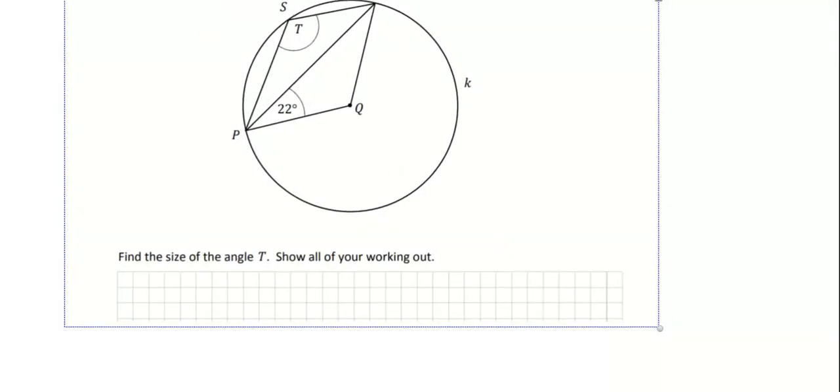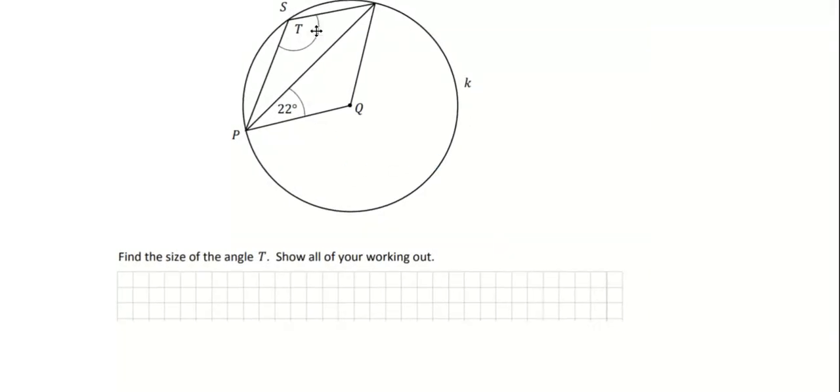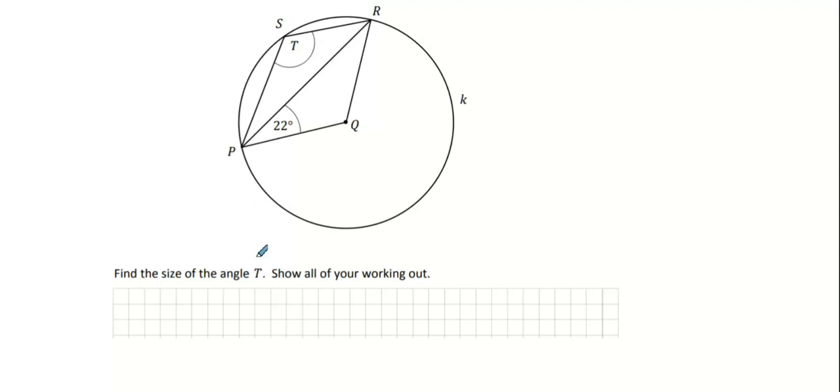Okay, let's figure this out. Angle QRP is 22 degrees, the reason being it's an isosceles triangle. You can never spell isosceles.